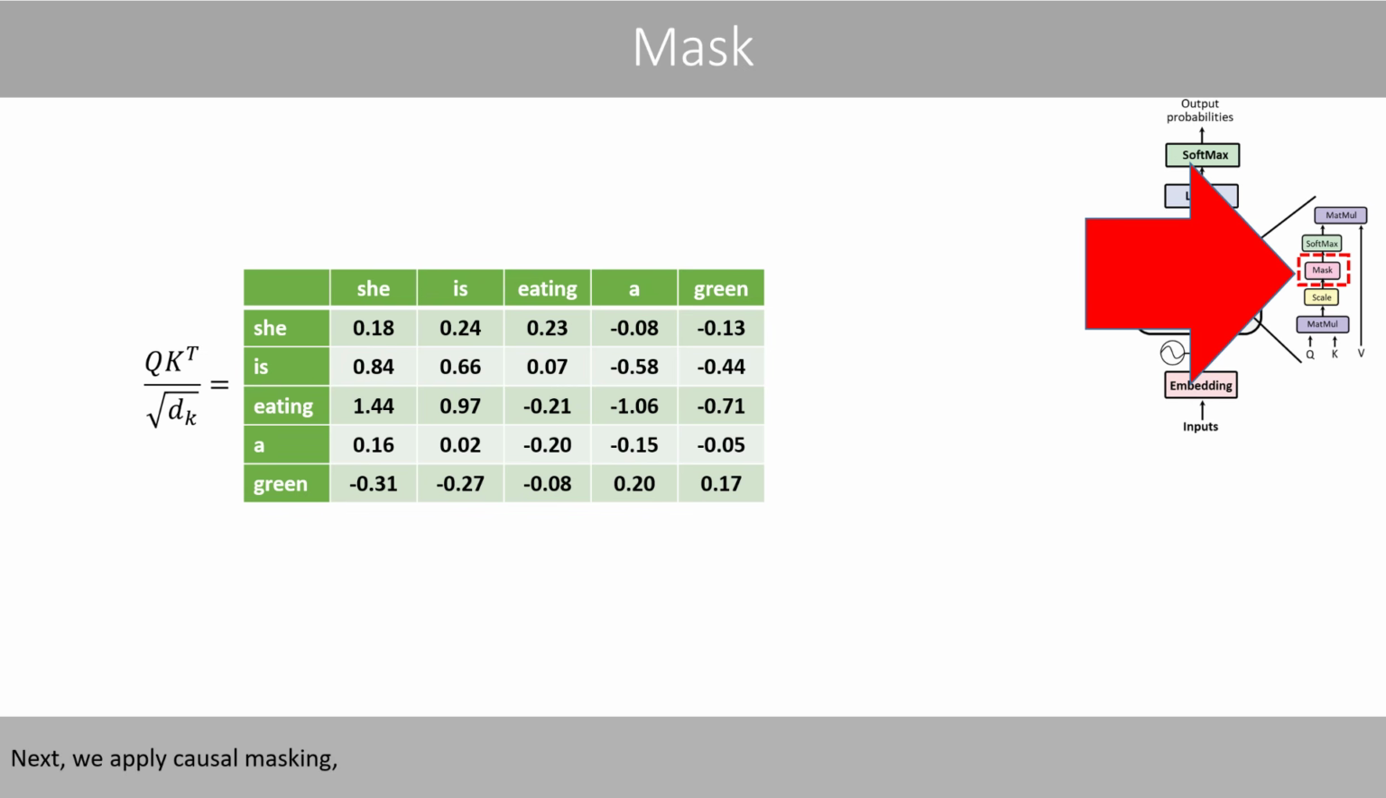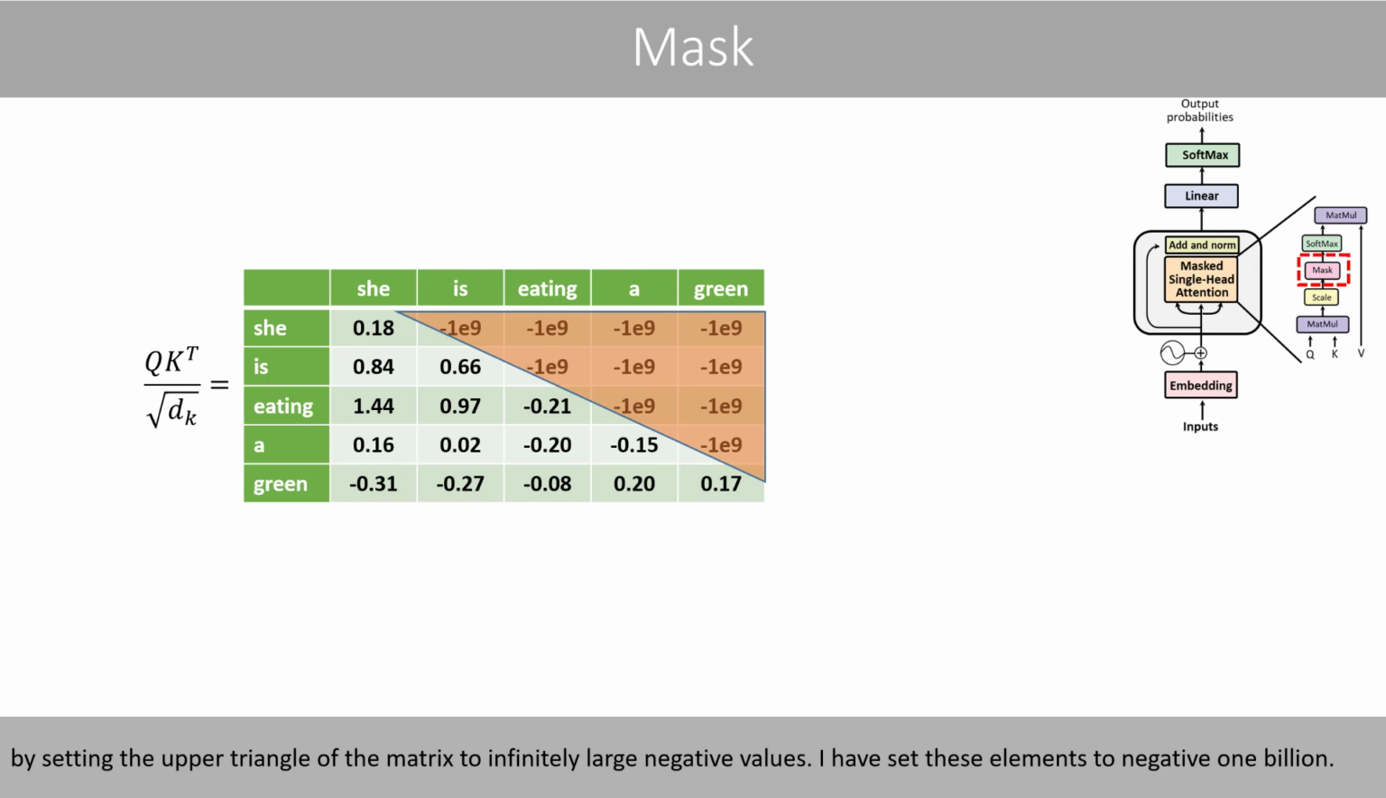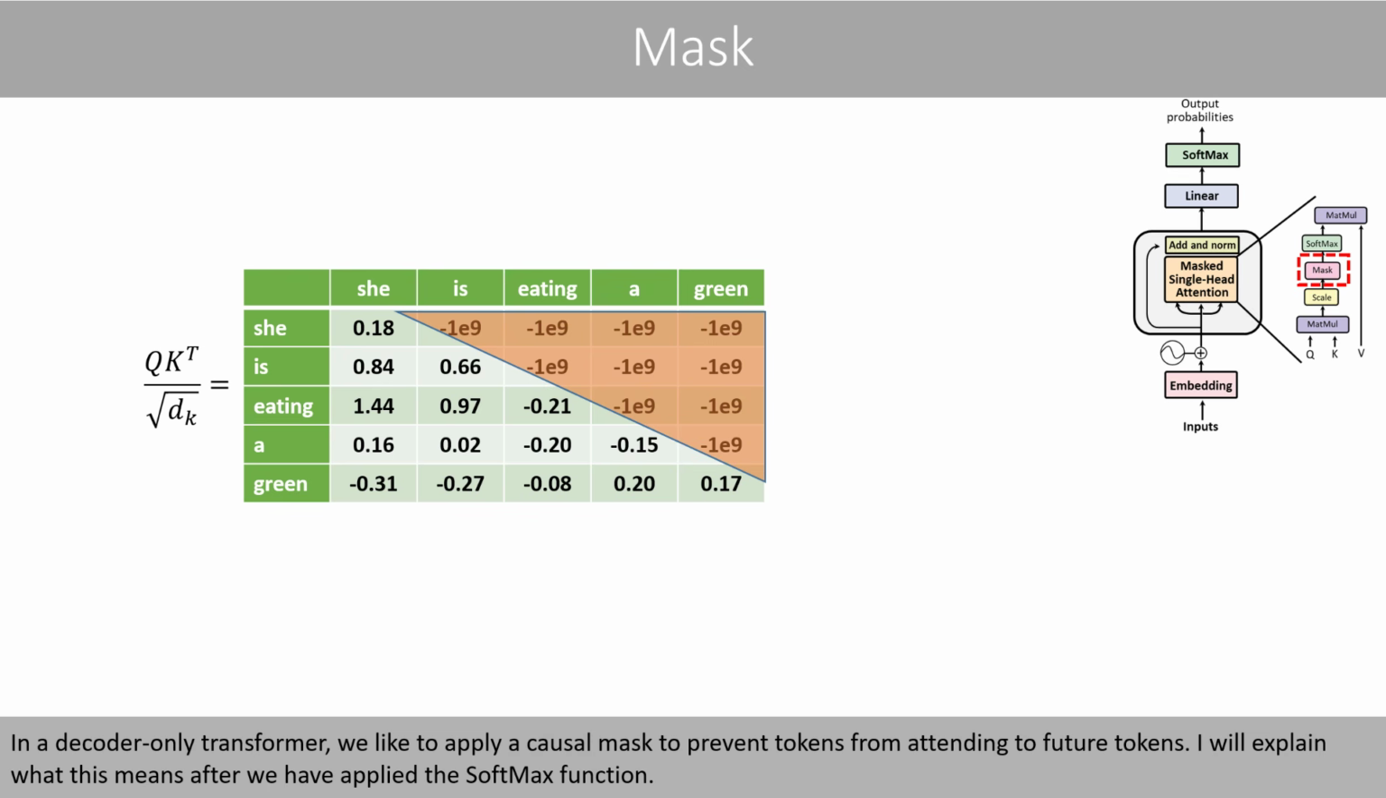Next, we apply causal masking by setting the upper triangle of the matrix to infinitely large negative values. I have here set these elements to -1 billion. In a decoder-only transformer, we like to apply a causal mask to prevent tokens from attending to future tokens. I will explain what this means after we have applied the softmax function.